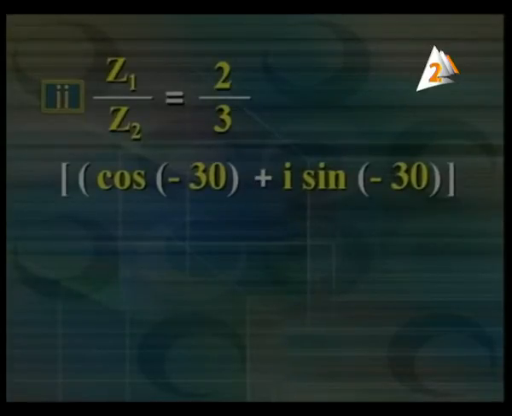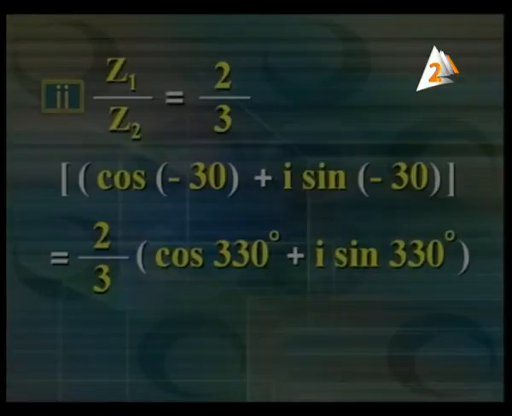The next required is z1 over z2, which is 2 over 3, r1 over r2. We subtract the angles, theta 1 minus theta 2: cosine negative 30 plus i sine negative 30. Remember, negative 30 is equivalent to 330, the positive measure, by adding 360. So z1 over z2 equals 2 thirds multiplied by cosine 330 plus i sine 330.